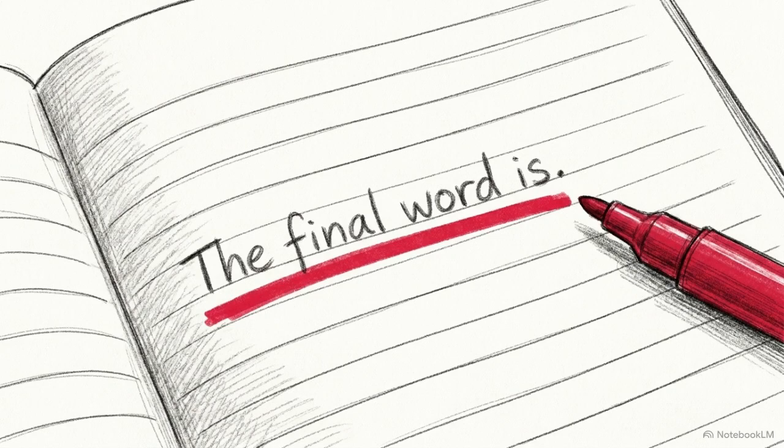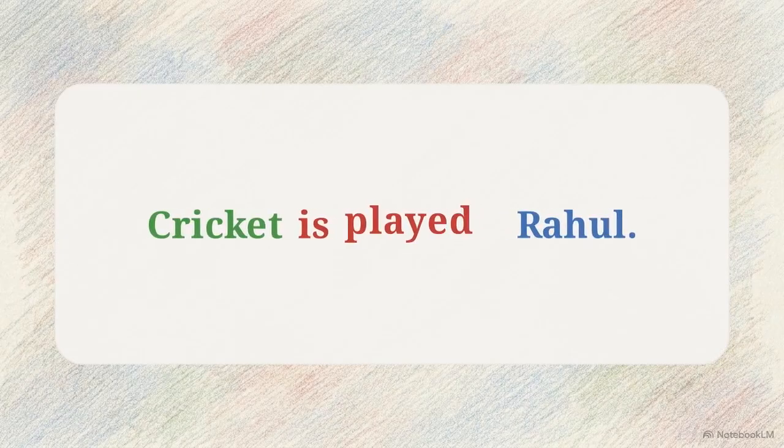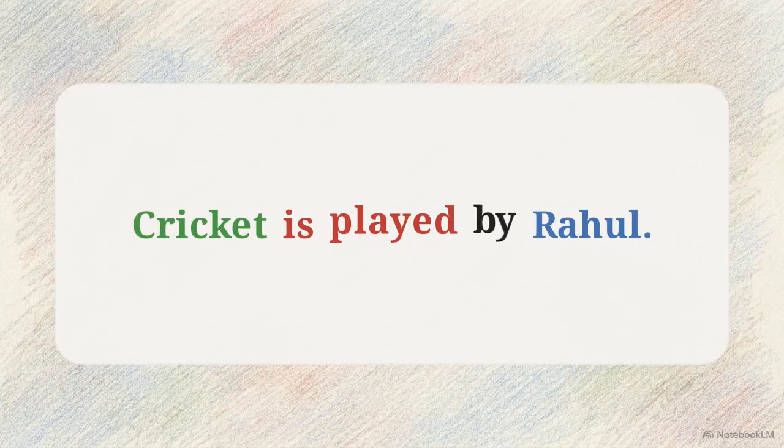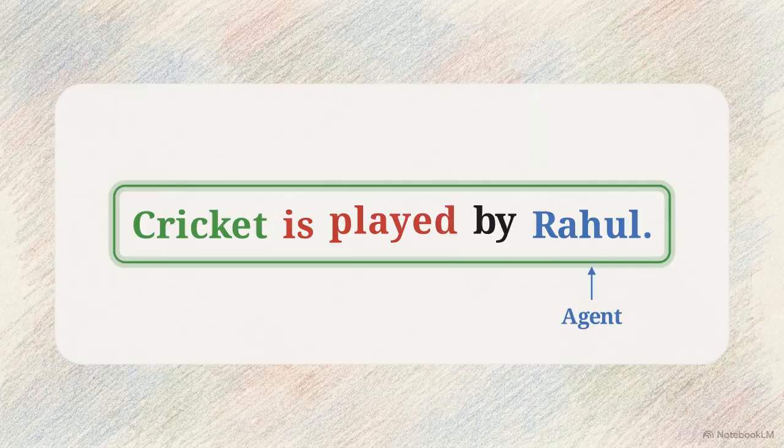We are in the final phase. Step 5 is adding the word by plus the original subject to cap off the sentence. As Rahul slides to the very end, the word by drops in front of him. He is now the agent of our passive sentence. Cricket is played by Rahul. But there is one final complication to check for.